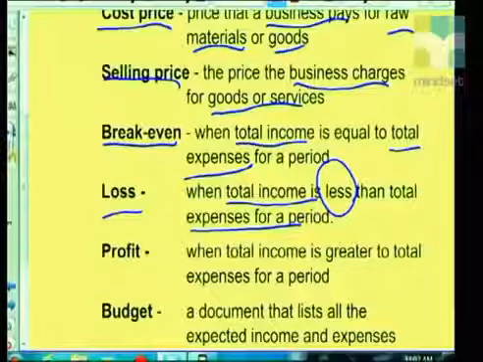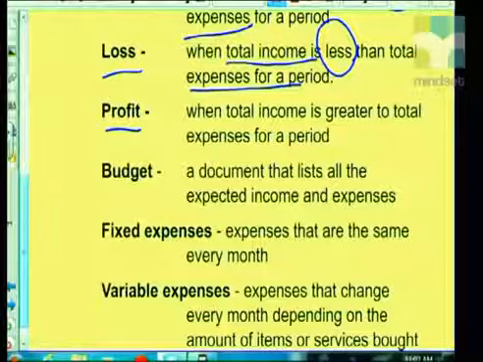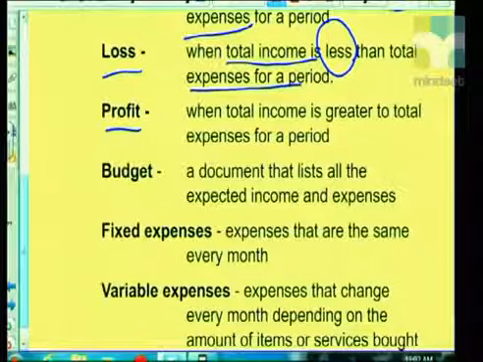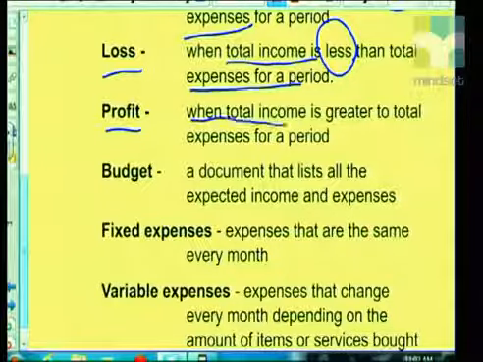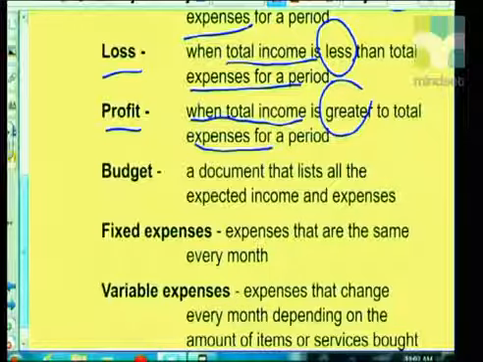Okay. Obviously, where we want to get to for our business or our household, we want to run at a profit. We want to have some extra money left over. So that's when the total income is bigger than the total expenses for a period. In simple terms, that means that the selling price of a set of goods will be greater than the cost price. And we'll be able to accumulate some profit. That's called profit. The amount of money that's left over that you can bank.